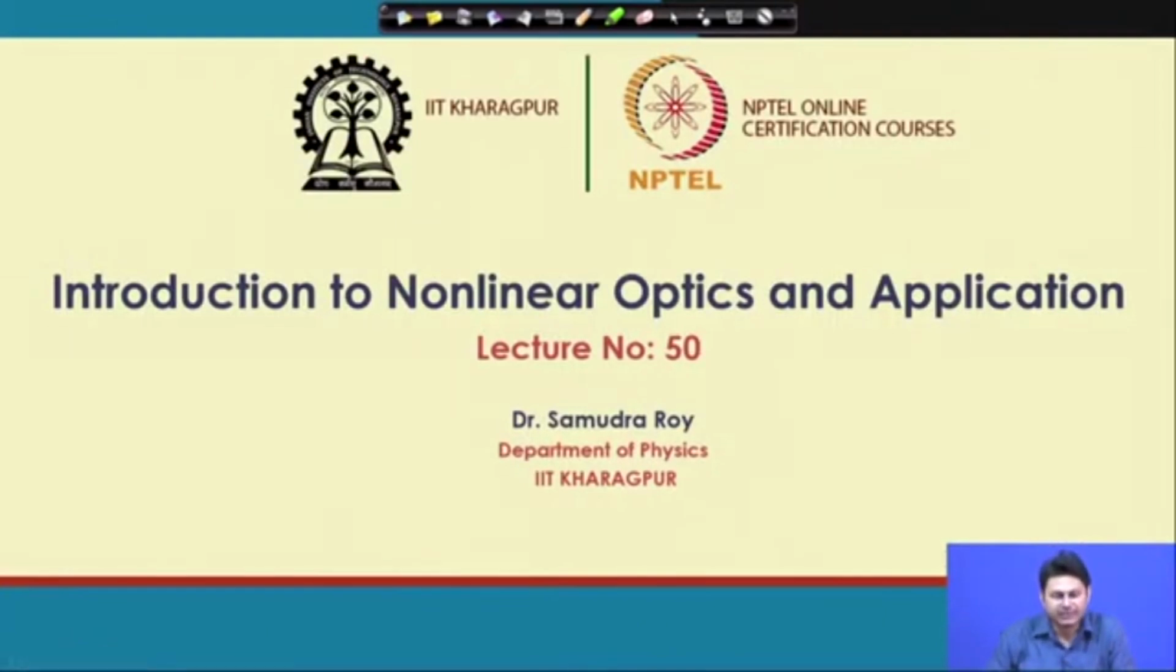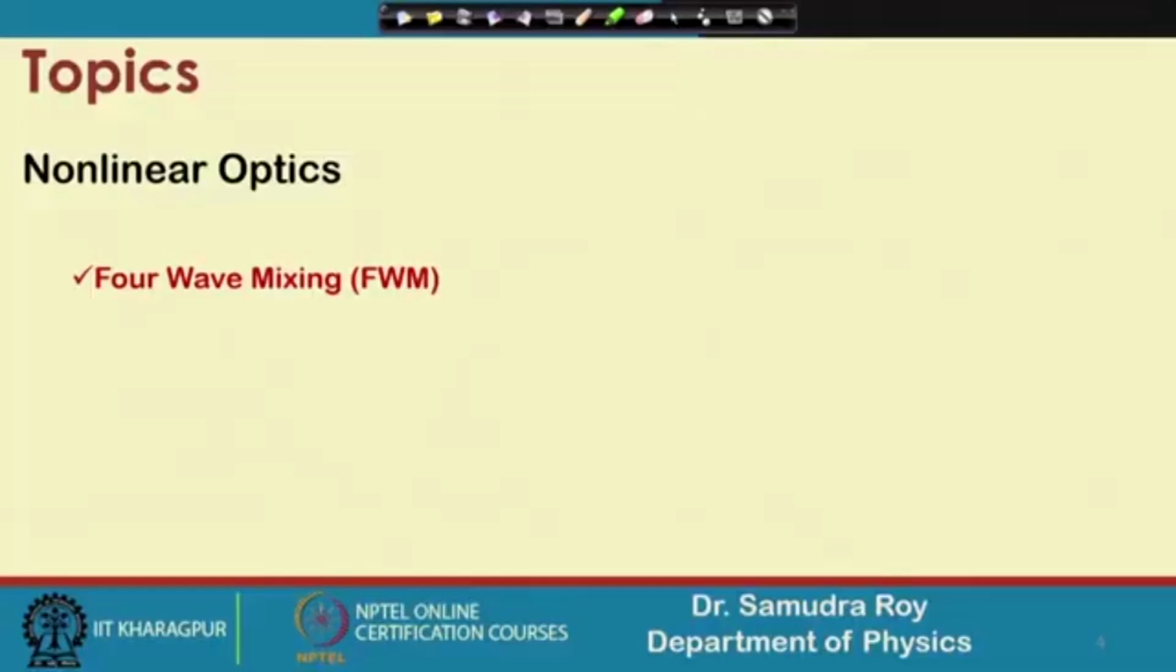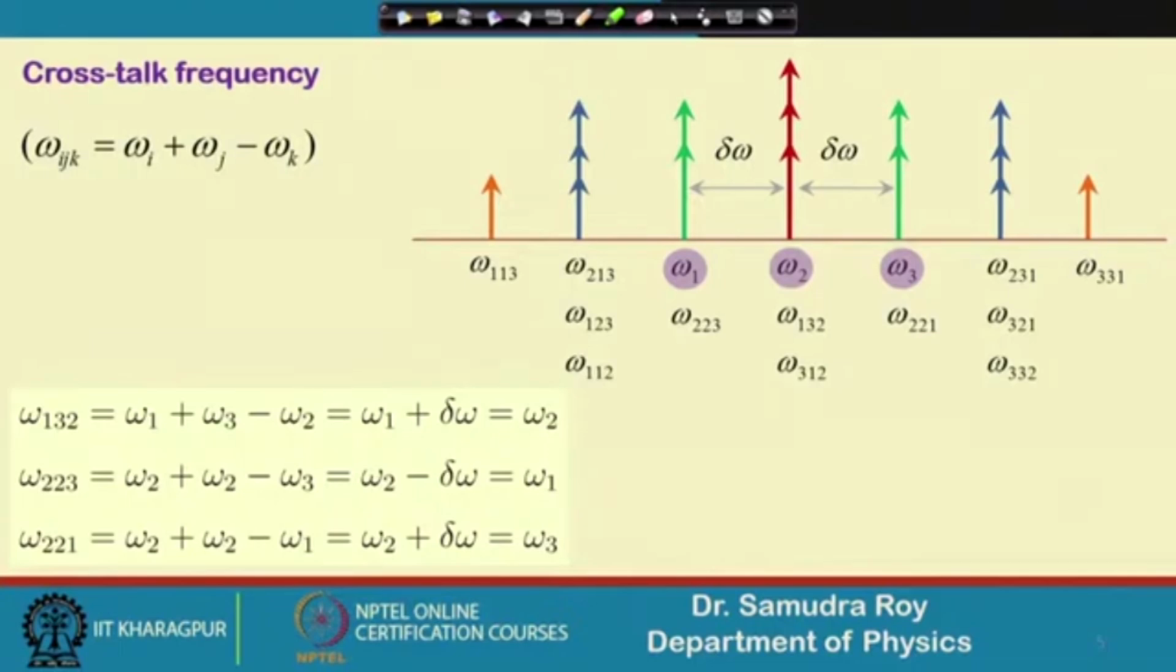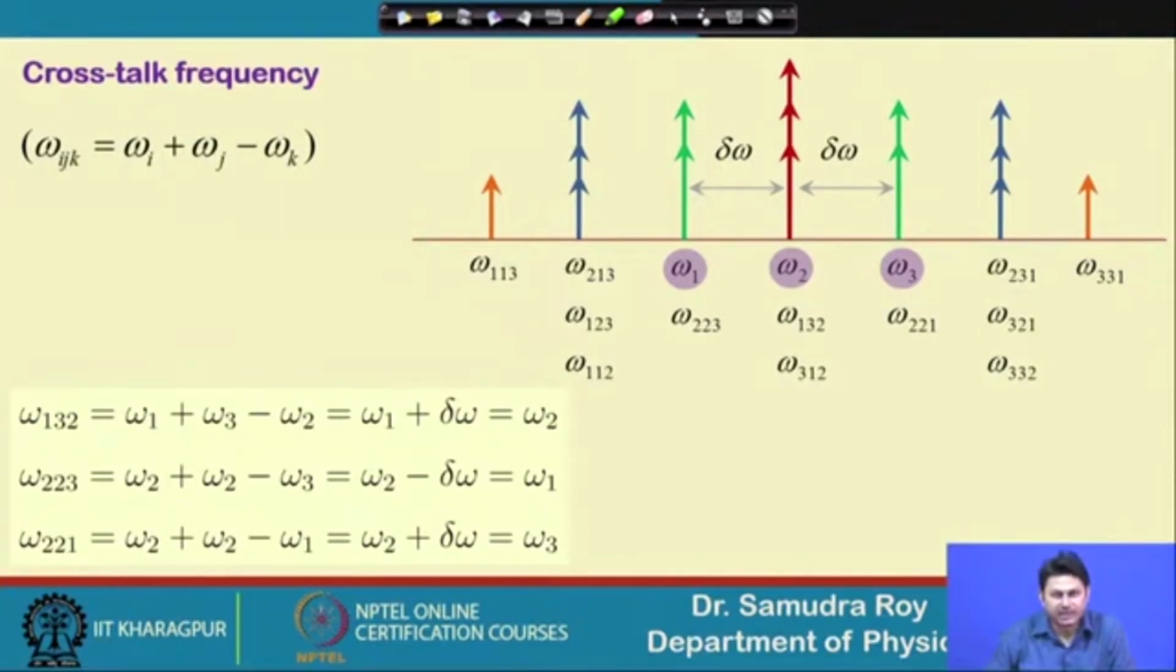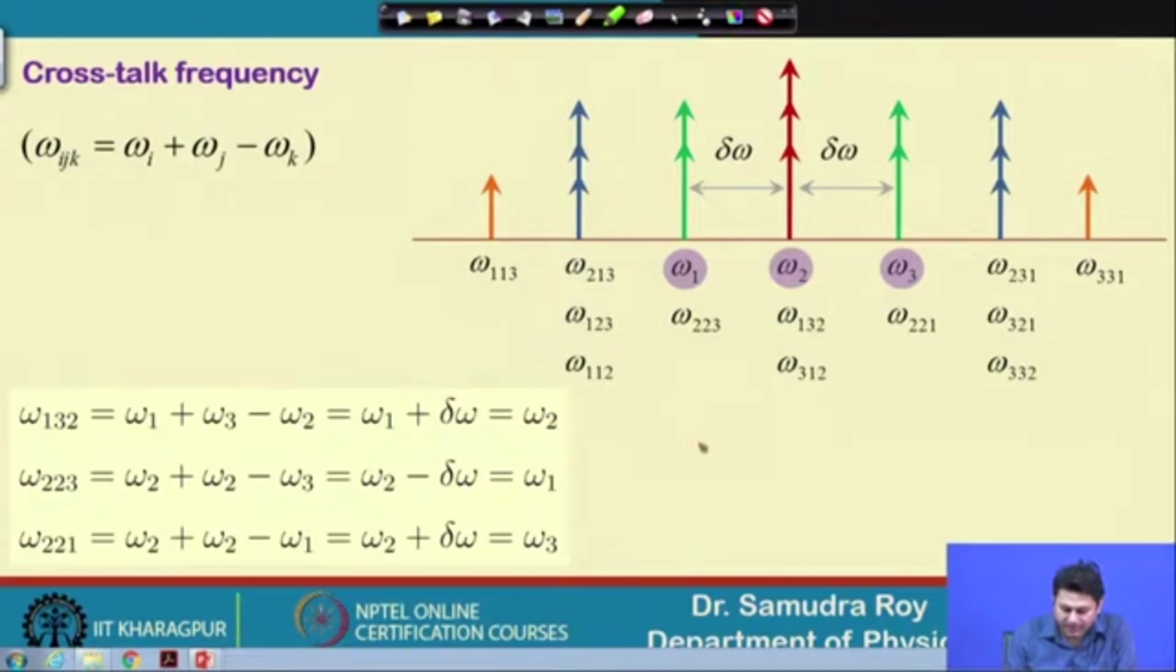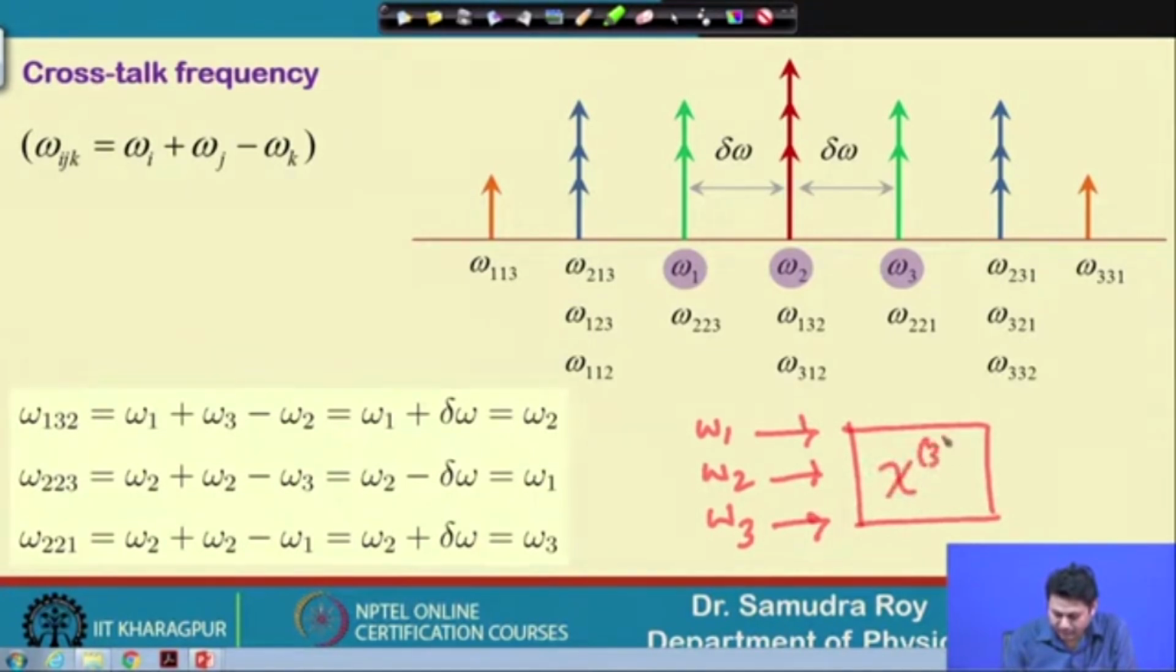Today we have lecture number 15, and today we have an elaborate discussion on four-wave mixing. We have the cross phase frequency effect that we discussed in the last class, that under four-wave mixing there are many possibilities for the frequencies that can be generated. In four-wave mixing, if these three frequencies omega 1, omega 2 and omega 3 are launched together into a nonlinear medium where chi 3 is not equal to 0, then a combination of these three frequencies can generate another frequency, say omega 4.